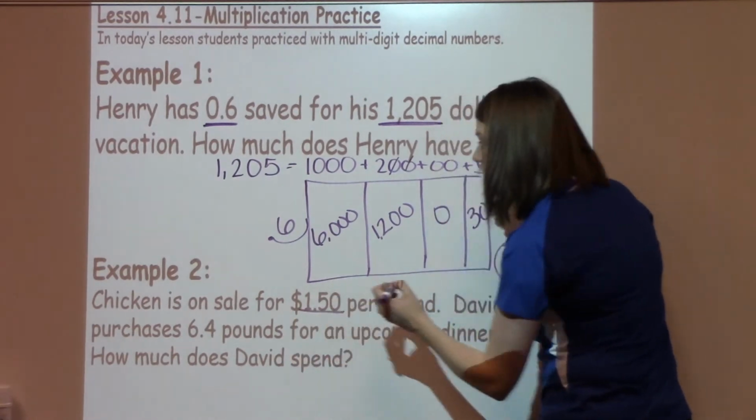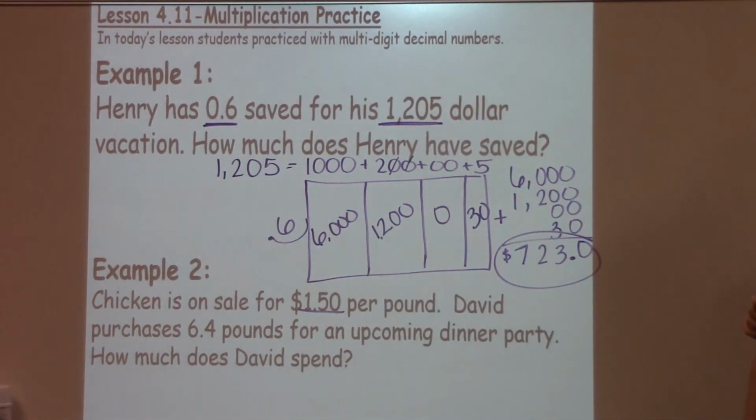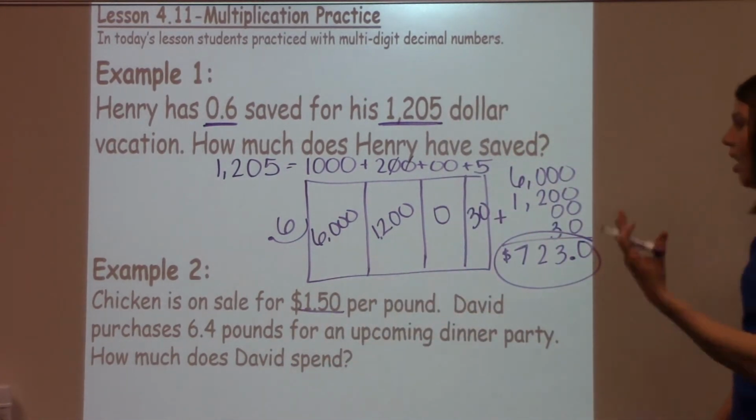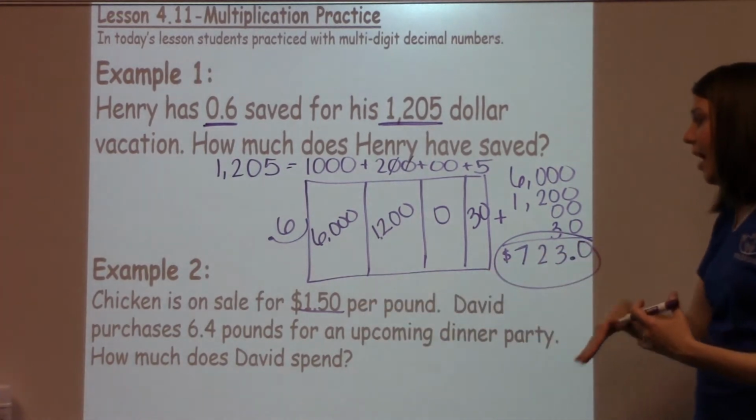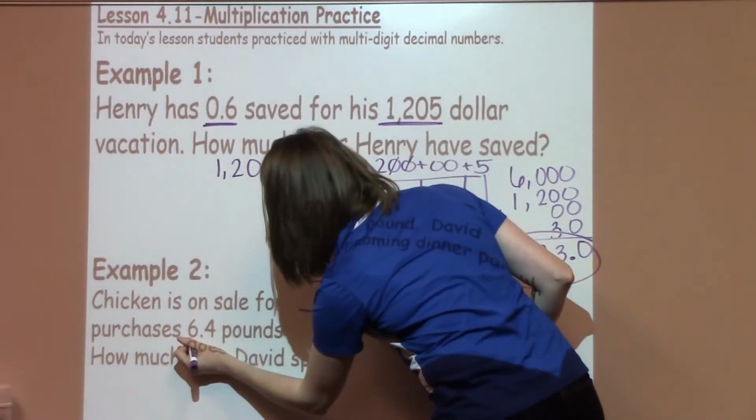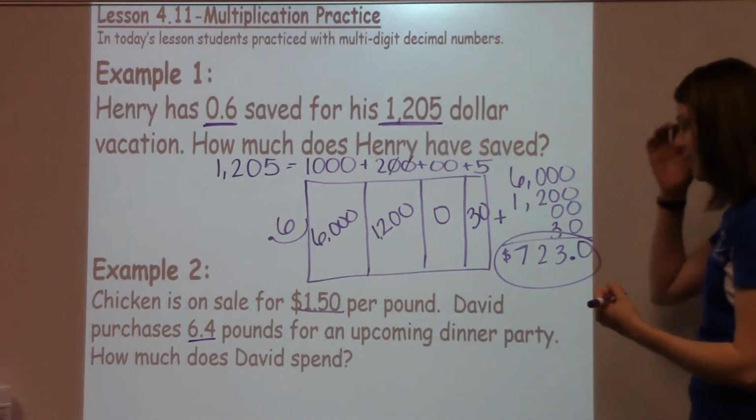All right, example number 2 says chicken is on sale for $1.50 per pound. David purchases 6 4/10 pounds for an upcoming dinner party. How much does David spend? Okay, so we know it's for $1.50 per pound. He has 6 4/10 pounds. How much is he going to spend?